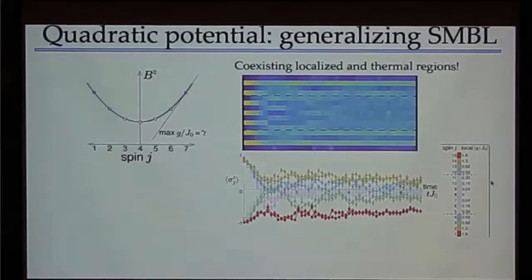Interestingly, since we have control of what kind of potential we can put on the system, we're not constrained to just study gradients. We can, for example, apply a quadratic potential and see what happens. In this case, if you fine tune the maximum G over J, there is a regime where the center thermalizes, but the edge of the system still retains memory of the initial state. Here is a plot of all the different spins. This has been done with 15 spins.